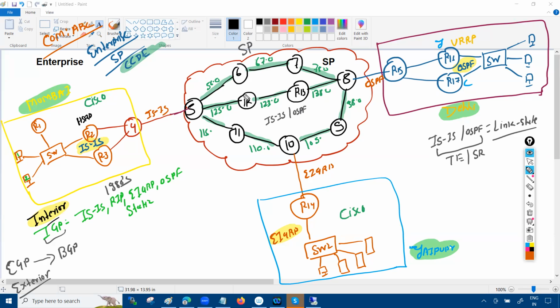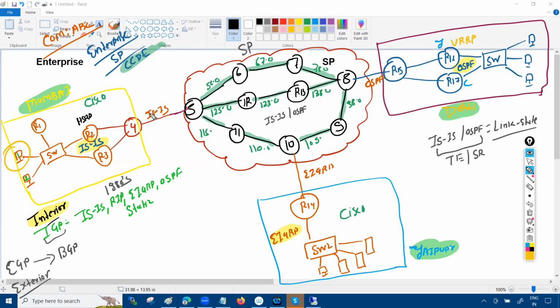And the second disadvantage is what? You tell me one thing. Will this user ever be interested in sending traffic to this network or this network? No. This user is not going to be interested in sending traffic to this particular network.